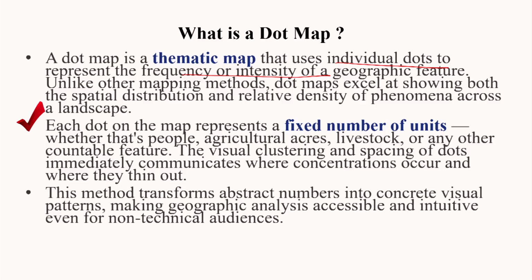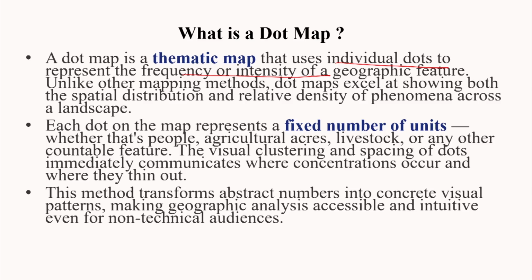Each dot on the map represents a fixed number of units, whether it is people or acres or any other countable features. The visual clustering and spacing of dots immediately communicates where the concentrations occur and where they thin out. So, for population data throughout the map, the value of each dot will be uniform. If it is 2 lakh, then it will be 2 lakh around the map. Let us say we are plotting some other amenities like cell towers over a district. If one dot represents 100 cell towers, then throughout the map it will remain 100, it will not change. The value of the dots is fixed.